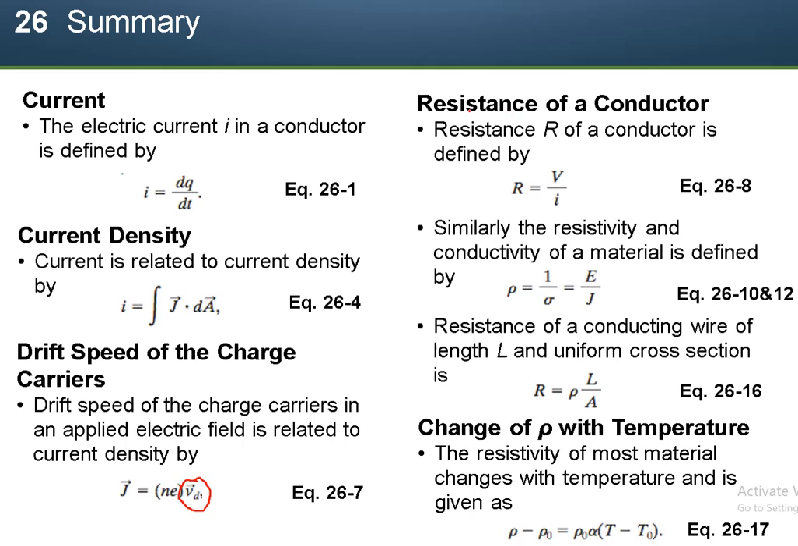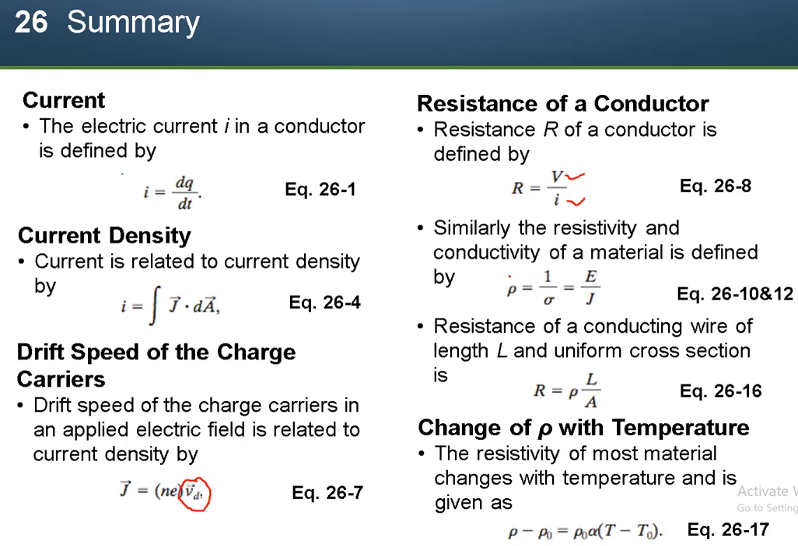And the resistance of a conductor, R is equal to V divided by I. Everybody has learned Ohm's law, V is equal to IR. From that, R is equal to V divided by I. V is the voltage, which is measured in volt. I is the current, which is measured in ampere.